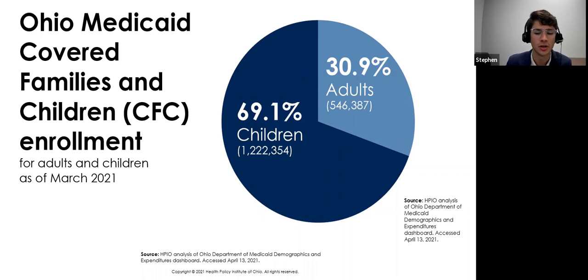The pie chart shown on the screen shows that as of March 2021, enrollment in the CFC category included more than 1.22 million children and almost 550,000 adults, representing a significant population of the Ohio Medicaid program.